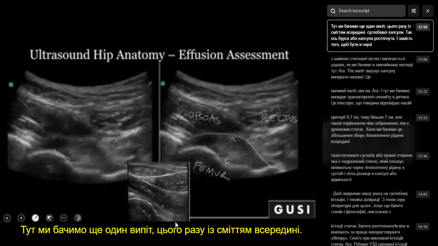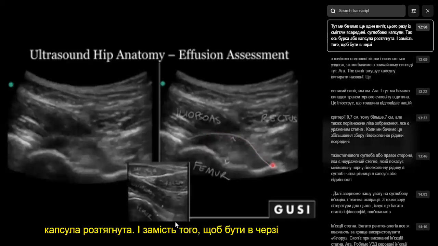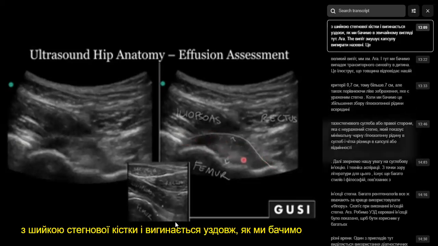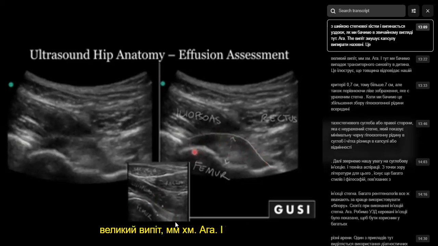Here we see another effusion, this time with debris inside of the joint capsule. So here the bursa or capsule is distended, and instead of being in line with the femoral neck and curving along as we see in the normal view here, the effusion causes the capsule to bulge outward. This is a large effusion.